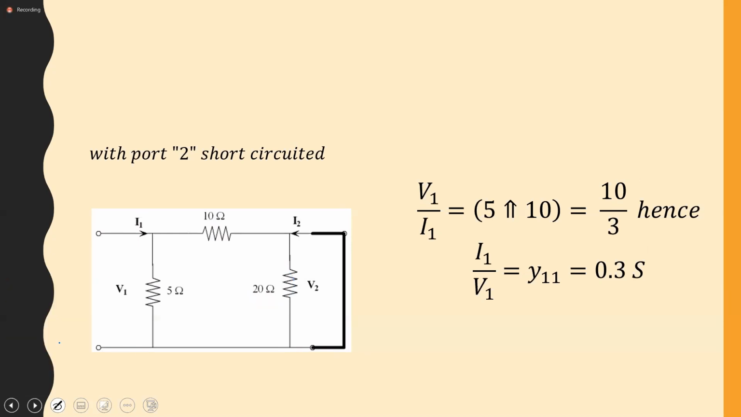Now, if I go again? Sir, can you go over why it is that we did the reciprocal? Because I want the admittance. It's the admittance that we're finding. V over I would give us the impedance, but it's admittance we want, so we find the reciprocal.